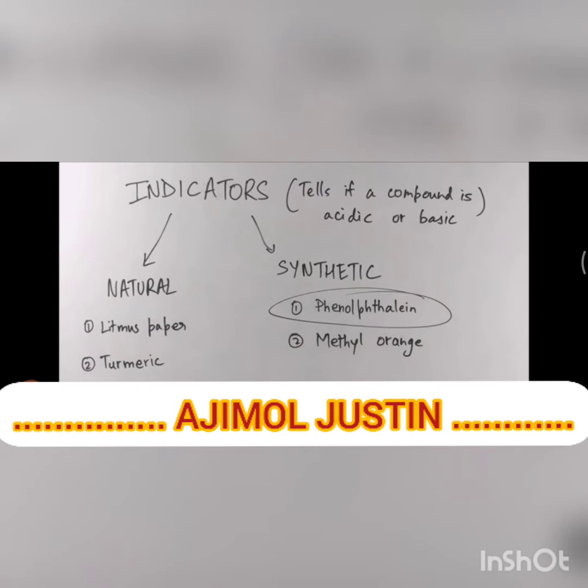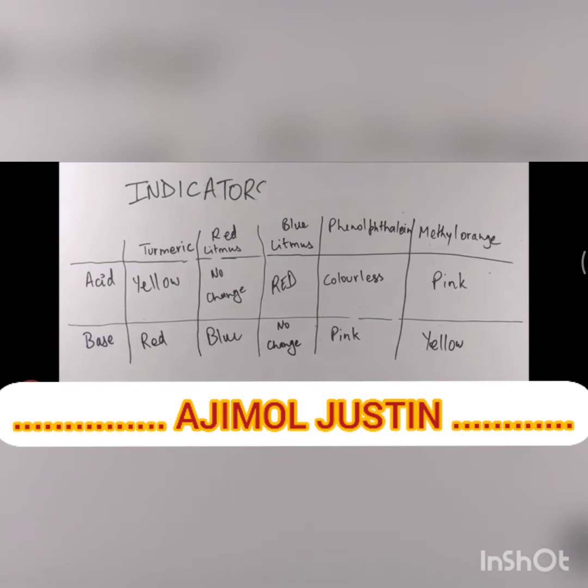Now synthetic indicators, two examples are phenolphthalein and methyl orange. The main property of these indicators is that they will change their color in the presence of acid or base. Let us see what changes you will see, and what happens to those indicators in the presence of acid or base.